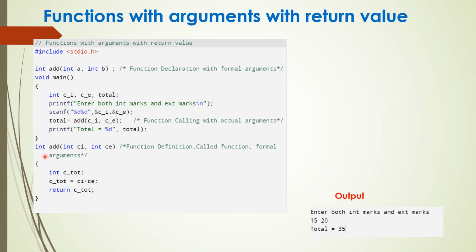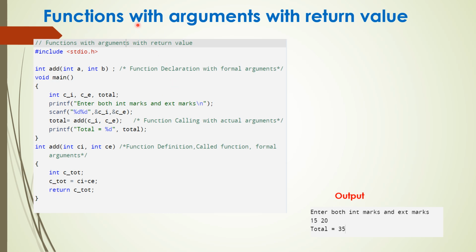Now here is the function int add, int c_i, int c_e. This is the function definition, the called function, with the formal arguments. These are the formal arguments, and the actual arguments are what I use inside the main program, the c_i and c_e. But what we use inside the function is the parameter, which is nothing but the formal arguments. And here we write int c_total, because we are declaring the parameter as c_total, where we take c_i and c_e as the addition, and that is added and stored in c_total.